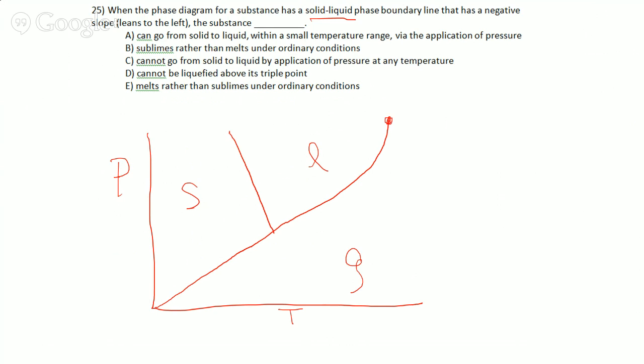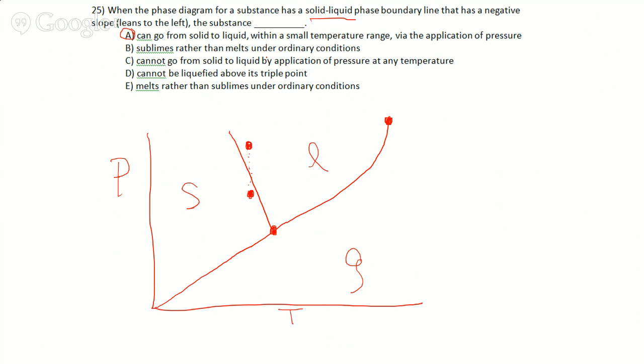And over here, we got our critical temperature. Here we got our triple point. And then they're talking about, well, what's true for this? All right, it says it can go from a solid to liquid within a small temperature range via the application of pressure. Let's see if that's true. All right, let's say it started as a solid and I increased the pressure. Well, that would move it up and it would become a liquid. Yeah, that's kind of like ice. Ice will liquefy under pressure. So A looks true, but let's check the other ones.